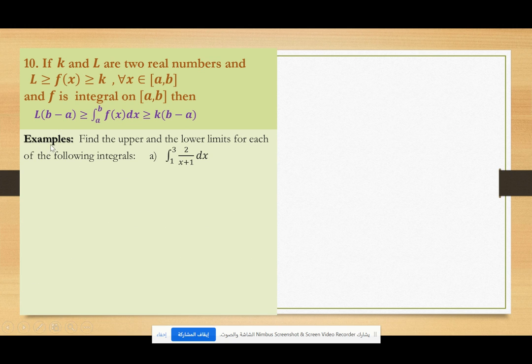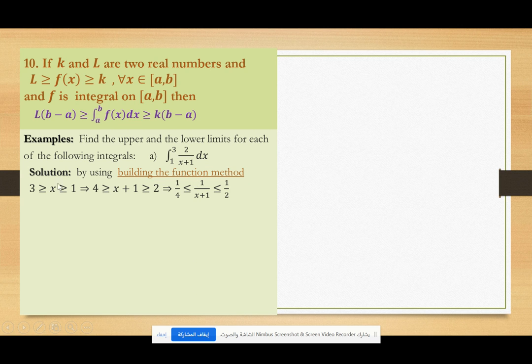Let's have some examples. Find the upper and the lower limits for each of the following integrals. To do that, we are going to use theorem number 1 by building the function. A, integration from 1 to 3 of the function 2 over x plus 1 dx. Solution, by using the building the function method. Always you have to use that way. It is the best and it is the easiest for this theorem.